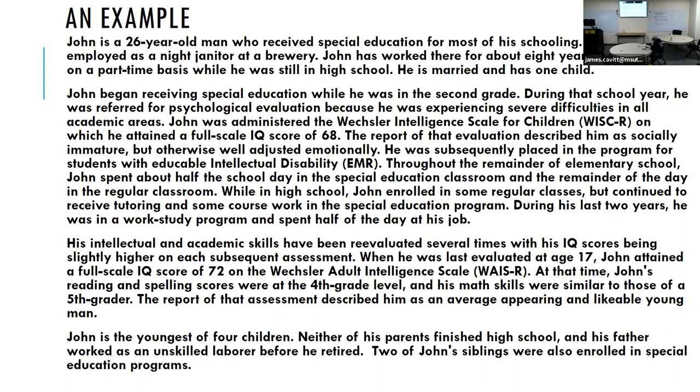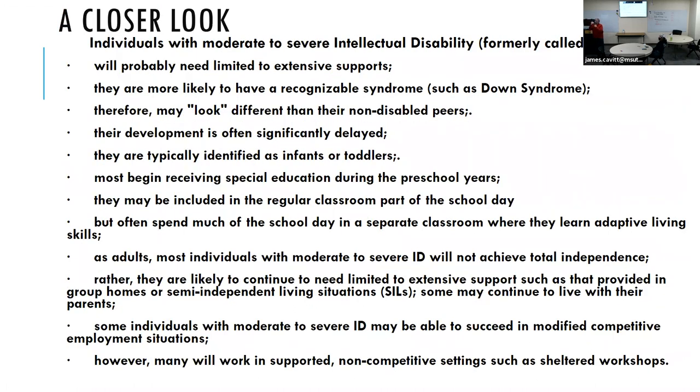And you can see familially, his parents never finished high school, and his father worked as an unskilled laborer before he retired, so there are a lot of connections there. So do we see all those characteristics? They need limited supervision. They have a job, they got married, they have children. Most of his schooling was in a general education classroom. That's typical, right? So now we're going to move on to the moderate to severe grouping.